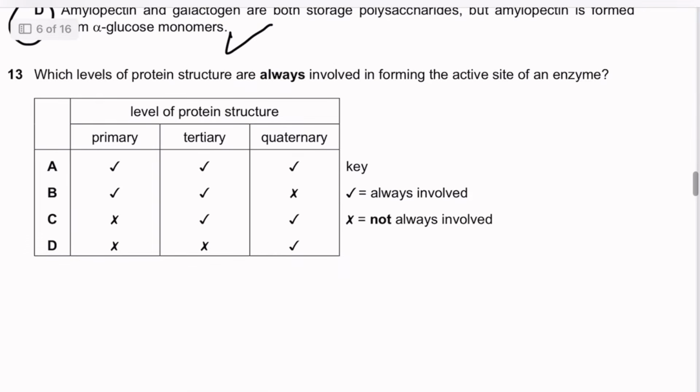Here you can see which levels of protein structure are always involved in the active site of an enzyme. So always involved in the active site are going to be... Okay, so yes, definitely all of them, okay? Quaternary, definitely not, because some enzymes do not have a quaternary structure. Some enzymes are made of a single polypeptide chain. But primary, secondary, tertiary, for sure, because they're all going to affect the way the enzyme looks and therefore affect the specificity of the active site. And so it is B.